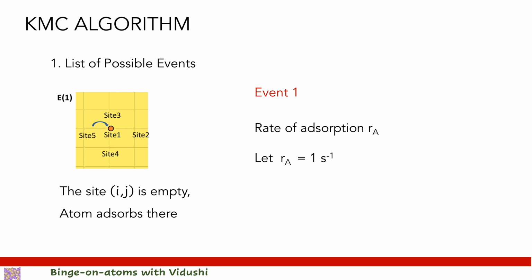So if the selected site ij is empty, an atom can adsorb there. This is counted as event 1 of all our potential events. We take the rate of adsorption Ra as 1 per second. This is taken in this code for simplicity. Of course, the rate of adsorption will vary for every system and adsorbing atom. How these rates are determined will be discussed in the following videos. Here our objective is to discuss the algorithm, and therefore we will keep the rates of potential events pretty simple.